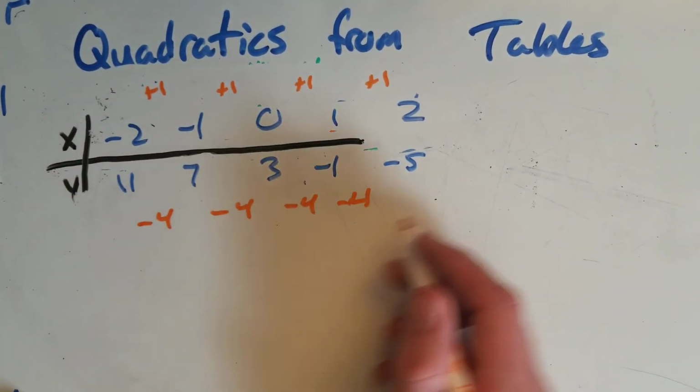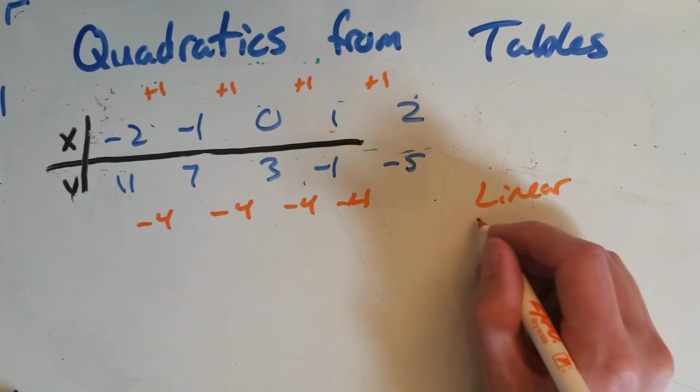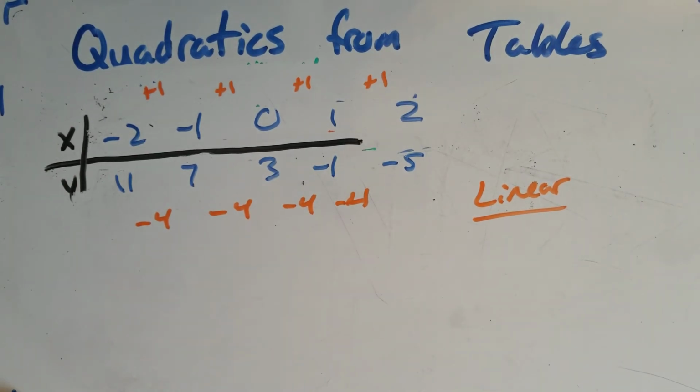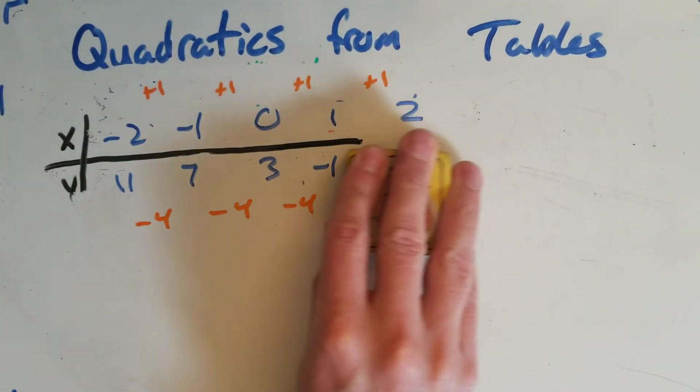So our first difference is constant. And like we've seen plenty of times in the past, that means we are linear. We have a constant rate of change of -4 here. So the orange one was a linear relationship.